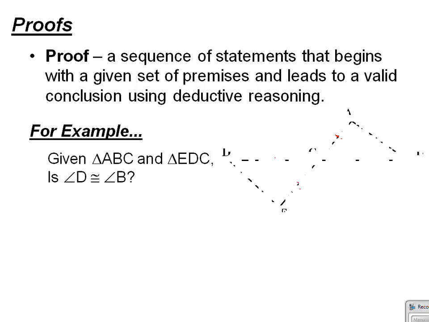For example, in the previous chapter, we did something that actually resembled proofs. It was very heavy in deductive reasoning. And it started like this. You were given a question. Given triangle ABC and triangle EDC, is angle D congruent to angle B?